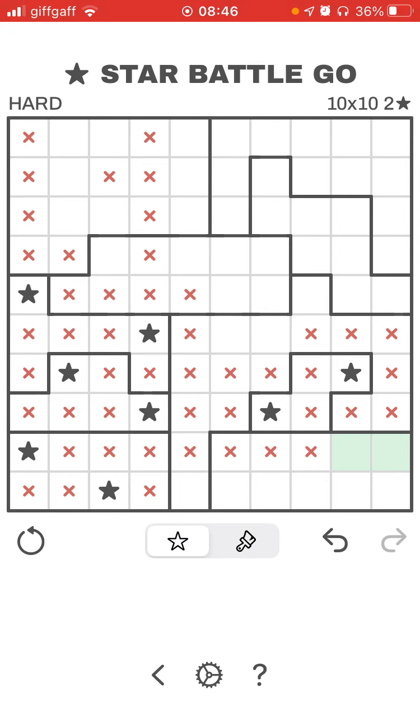So when you see in a column or a row where you've got 2 empty spaces next to each other and then an empty space somewhere else in the row, you know that single empty space has to have a star in. And now we've got our old friend, the 2x1, so we can eliminate the options either side of it.